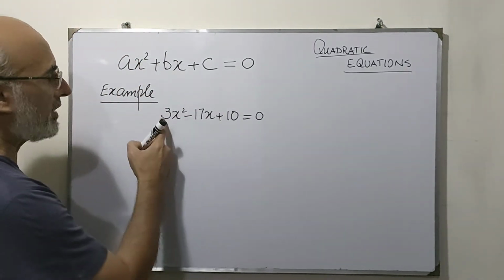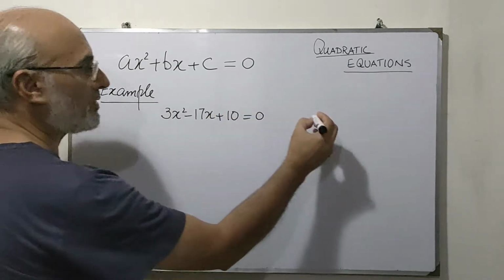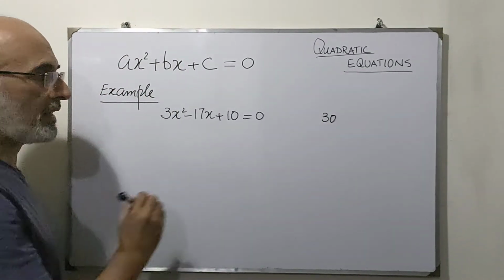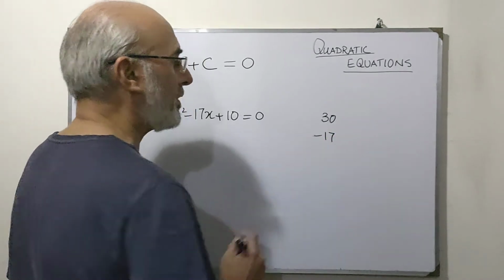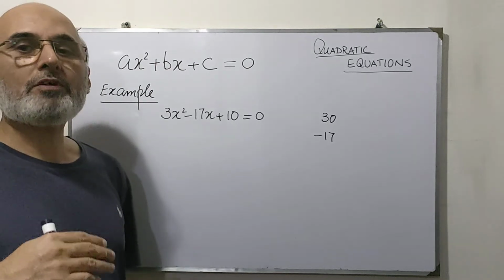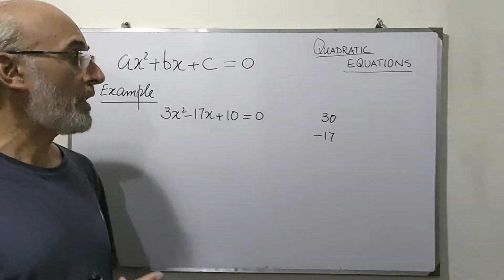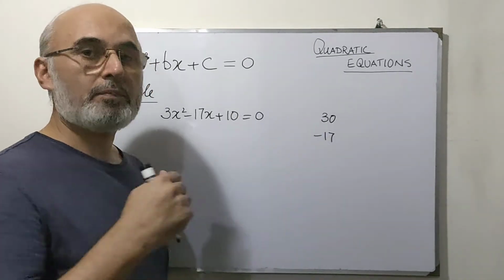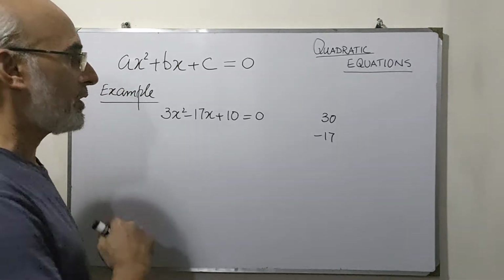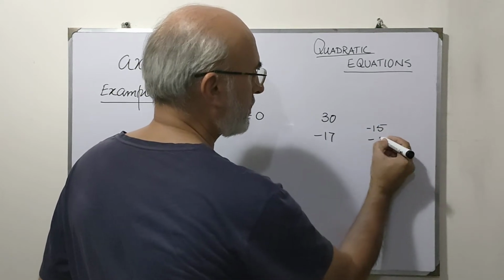So for the factorization, the coefficient of x square is 3 and this is 10. So 3 into 10 is 30. Okay, and here we have minus 17. So what we need is 2 factors that when we multiply them, we are going to have positive 30, and when we add them, we are going to have minus 17, right? So the 2 factors, if I take minus 15 and minus 2.